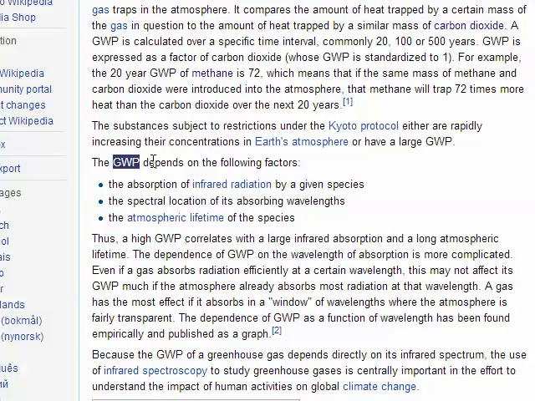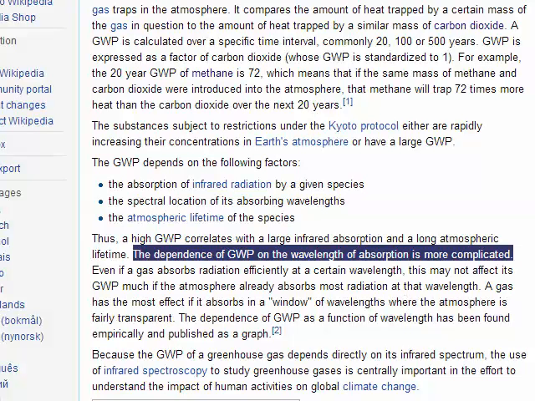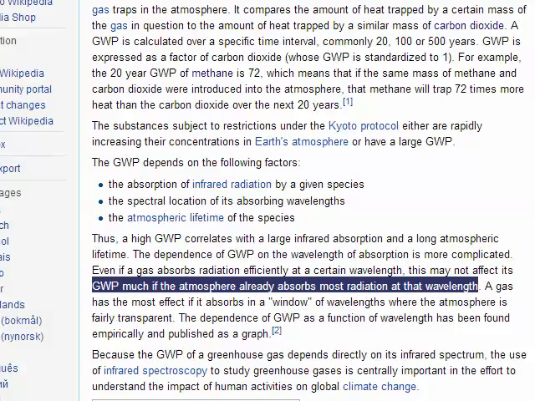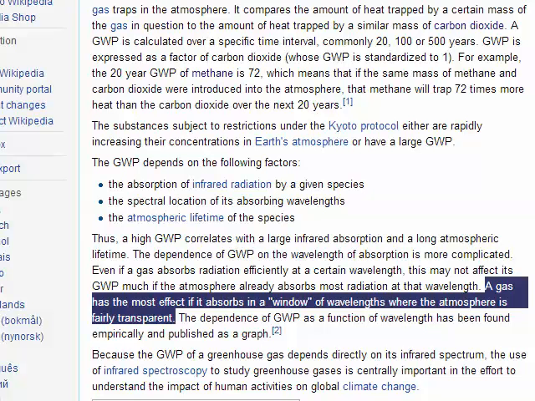So let's come back to this global warming potential article. A high global warming potential correlates with a large infrared absorption. Oh, I already read that. The dependence of global warming potential on the wavelength of absorption is more complicated. Even if a gas absorbs radiation efficiently at a certain wavelength, this may not affect its global warming potential much if the atmosphere already absorbs most radiation at that wavelength. A gas has the most effect if it absorbs in a window of wavelengths where the atmosphere is fairly transparent.